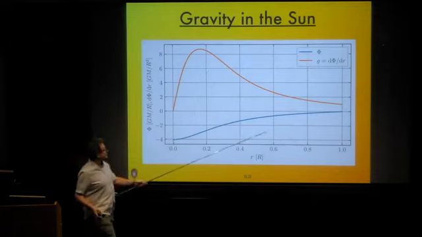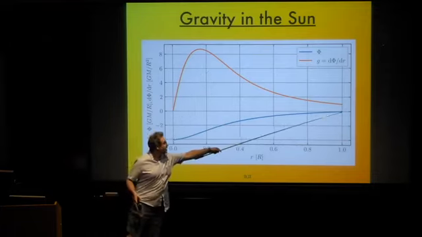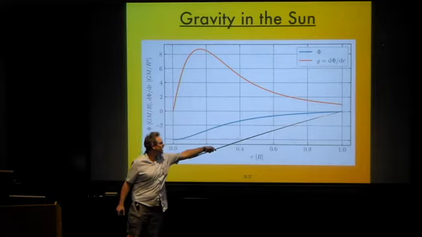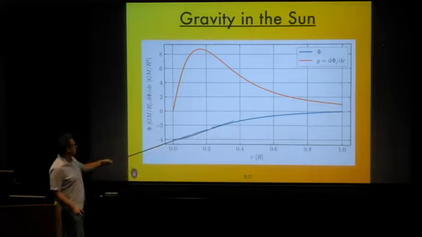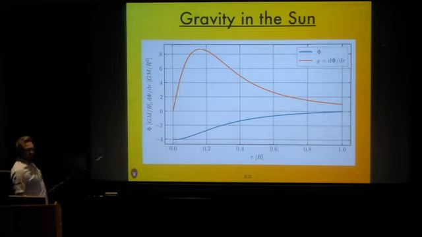The gravitational potential is negative everywhere. By definition, I think here I've taken it to be 0 at the surface of the star, and it drops down to a potential well right down at the center of the star.